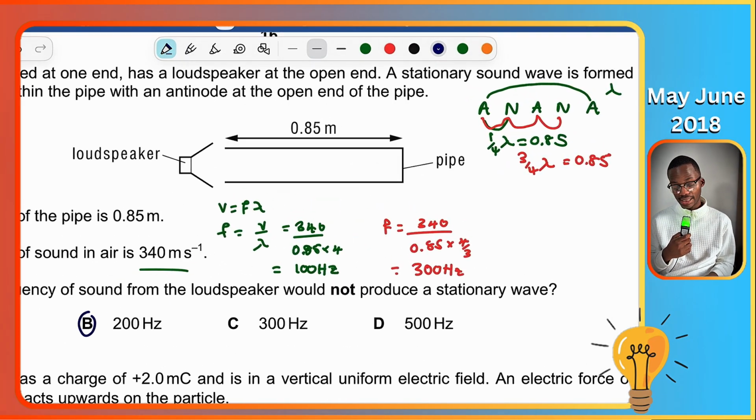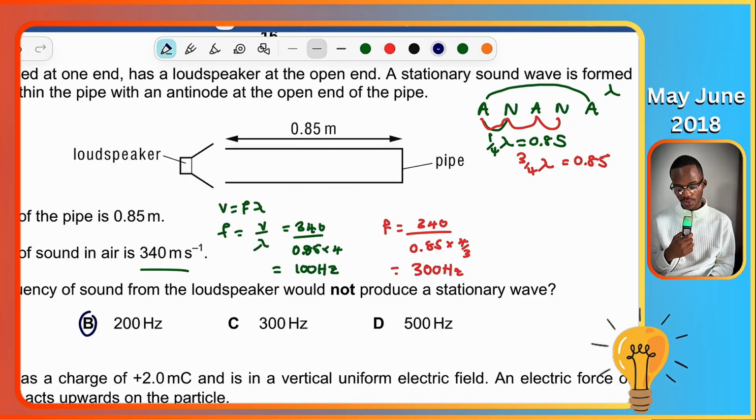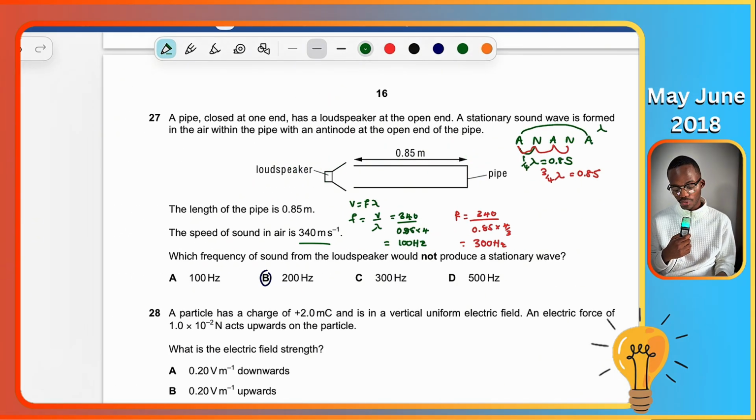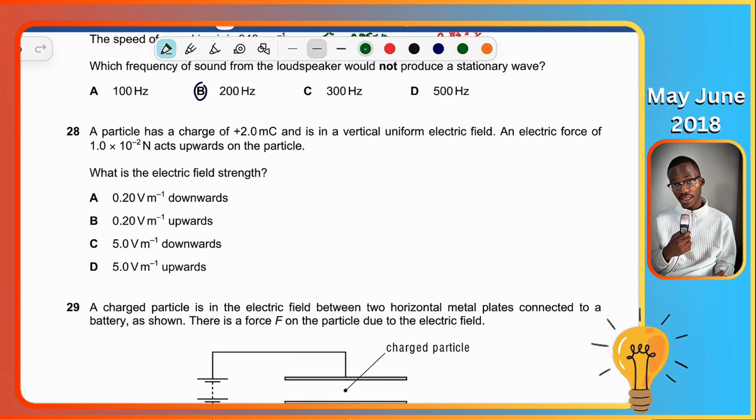So we're just looking at common points that we know. We start with this easy one, where we have an antinode and a node, and you find the frequency that you get. You go to the next one, which is effectively something like this, and you figure out that we've gone from 100 to 300. So 200 will not be produced. If you bring about a loudspeaker with 200 hertz, it's not enough for you to have a stationary wave produced inside of there.